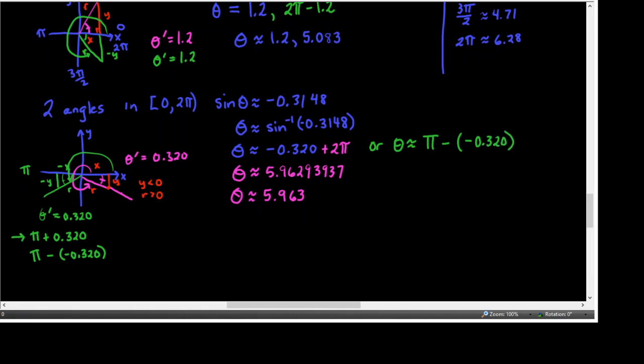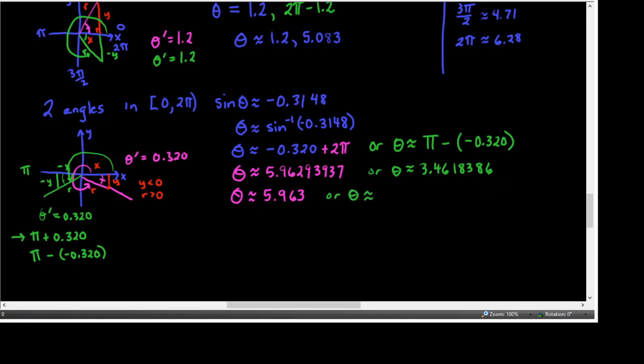Okay, so type that in your calculator, and you should see this number, 3.4618386. And again, if you don't know how to do that in your calculator, to take the answer from sine inverse of negative 0.3148 and do pi minus that answer, please ask me in class, because that's really important that you're able to do this.